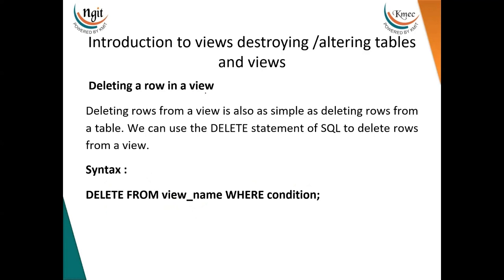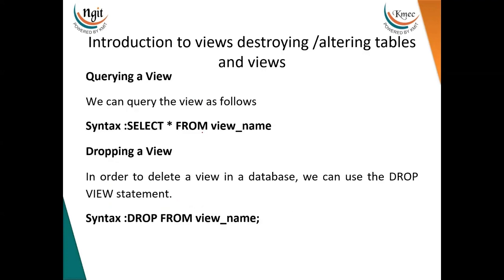Deleting a row in a view. If I would like to delete any particular row based on a condition, you are going to delete a row from a view name. I wanted to retrieve all the records from the view name, so this is the syntax which you are going to use. Select asterisk. As said before, this asterisk symbol is used for retrieving all the tuples from the particular view name.